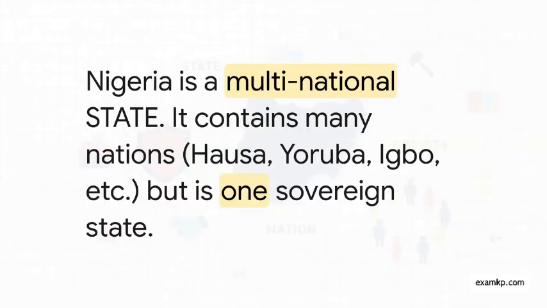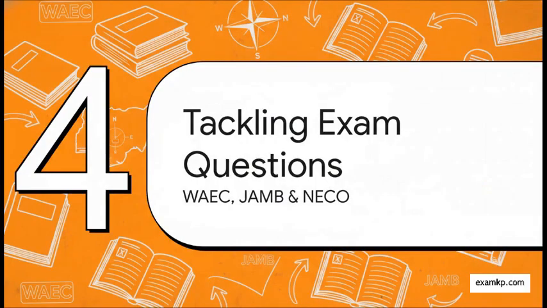And here is the perfect example to use in your essays. Think about it. Nigeria is one single sovereign state. It has defined borders. It has a central government. But within that one state, we have hundreds of distinct nations. The Hausa nation, the Yoruba nation, the Igbo nation, and so many others. Each with its own incredible, unique cultural identity. One state, many nations.